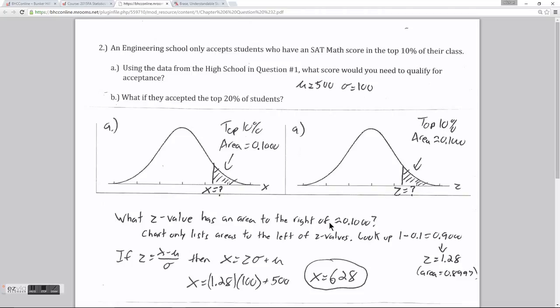I have to remember that the normal table only lists areas to the left of particular Z values. So if I'm searching for a Z value that has an area of 0.1 to the right of it, what I'm actually going to look up is an area of 0.9. That would be this big blank space over here. A Z value that has an area of 0.9 to the left of it would be the same Z value that has an area of 0.1 to the right.